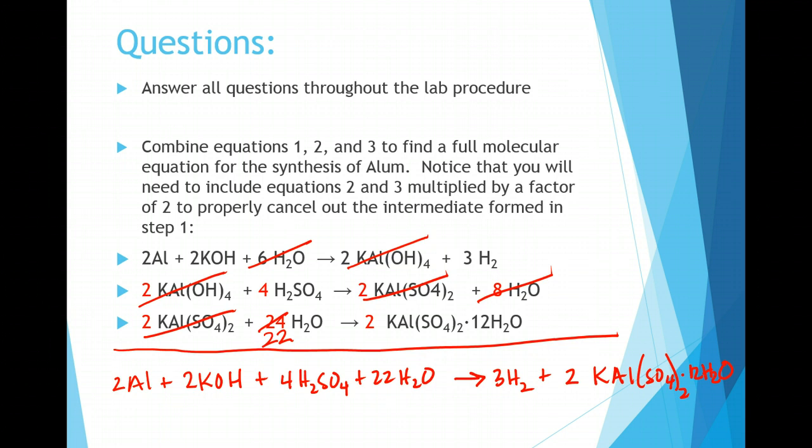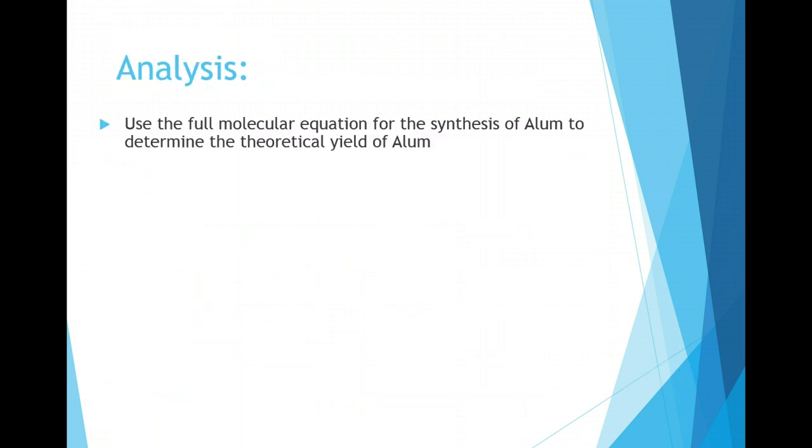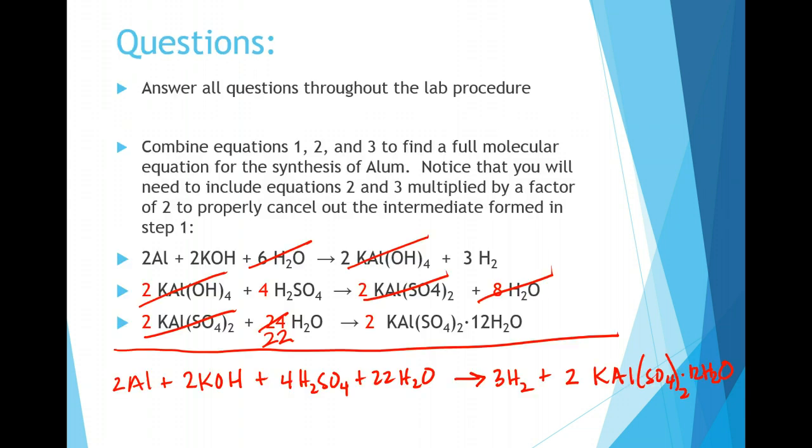We then get to the analysis part of the lab. For the analysis, you will start by using the full molecular equation for the synthesis of alum to determine the theoretical yield of alum. And if I go back to this molecular equation a moment on the previous slide, the two important chemicals of interest would be the aluminum and the alum.